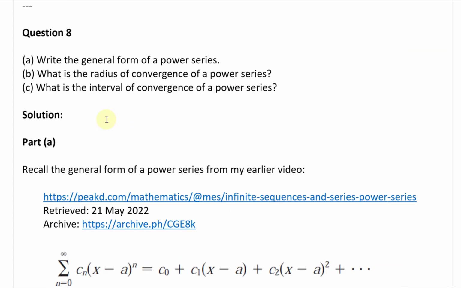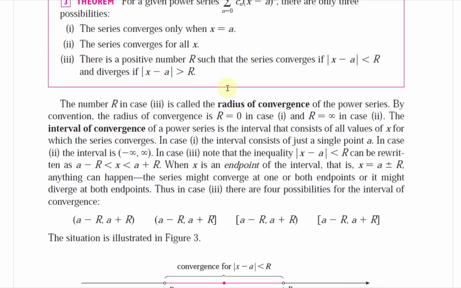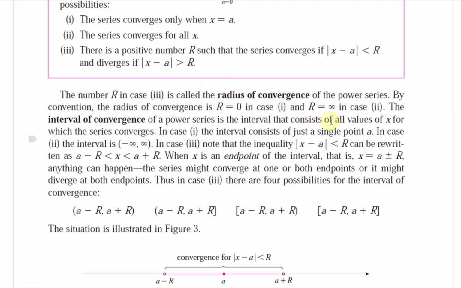The interval of convergence, we'll get to that in a bit, or actually I'll go over it now as well as just recall. So this is part C. What is the interval of convergence of a power series? So that's right here in this write-up. The interval of convergence of a power series is the interval that consists of all values of x for which the series converges. In case 1, the interval consists of just a single point a. In case 2, the interval is from negative infinity to infinity.